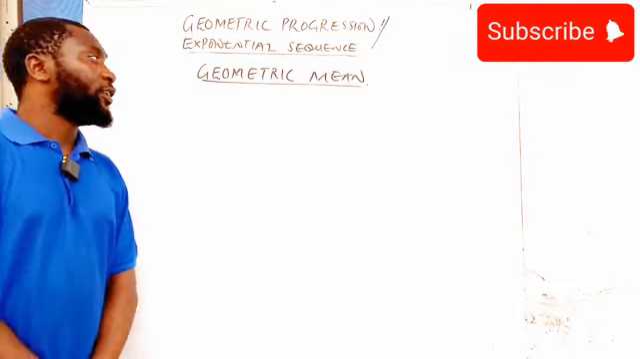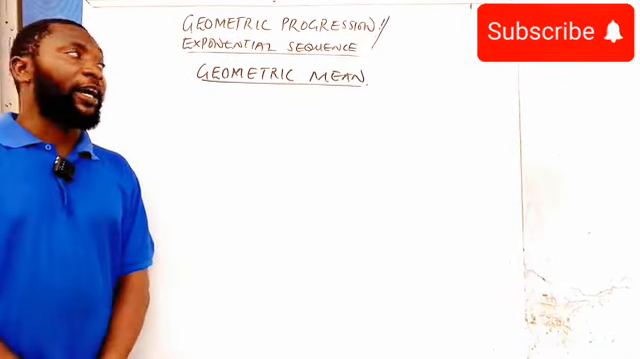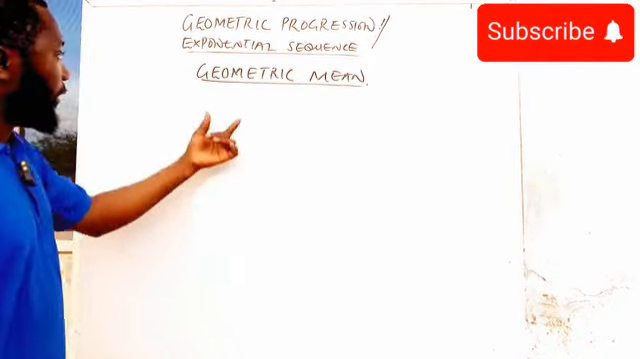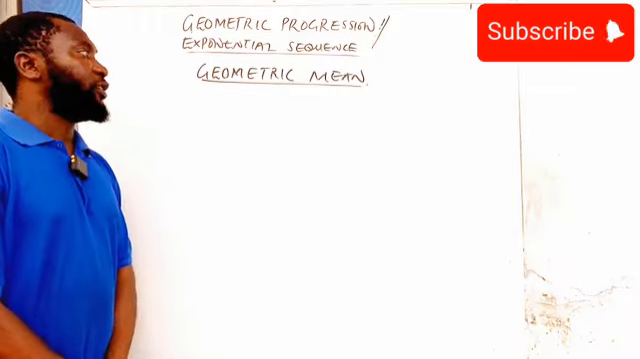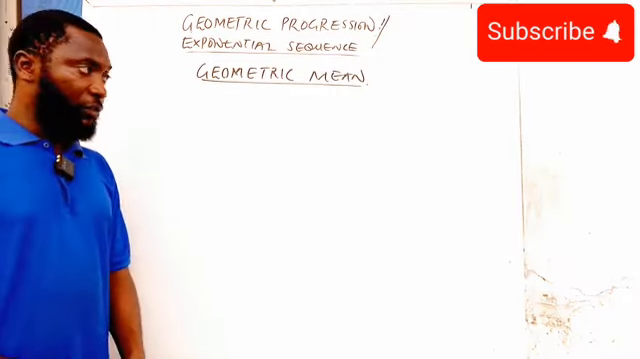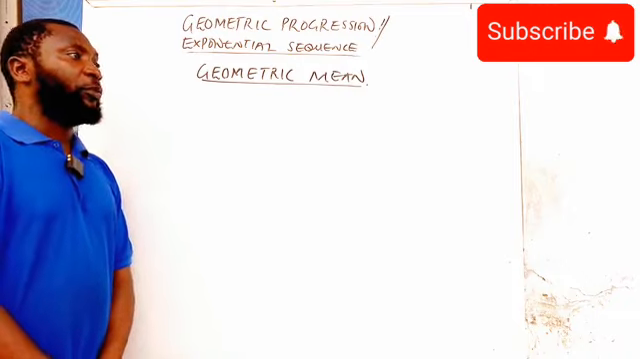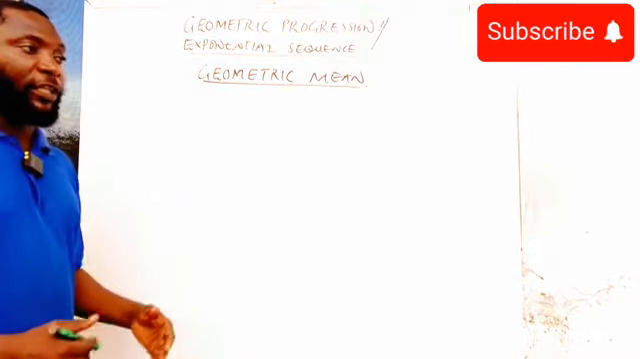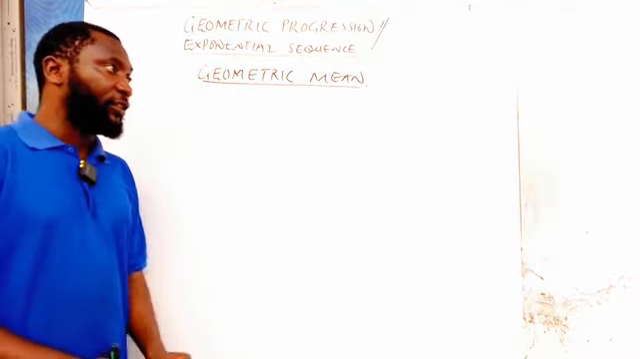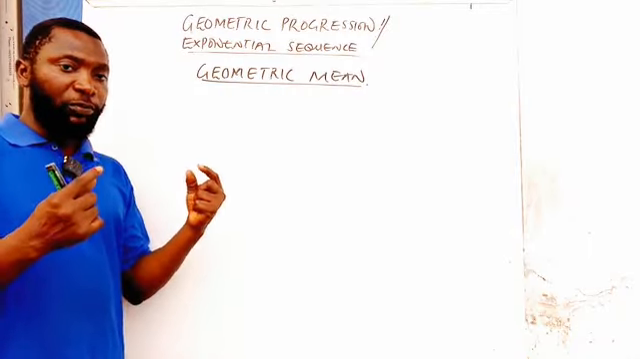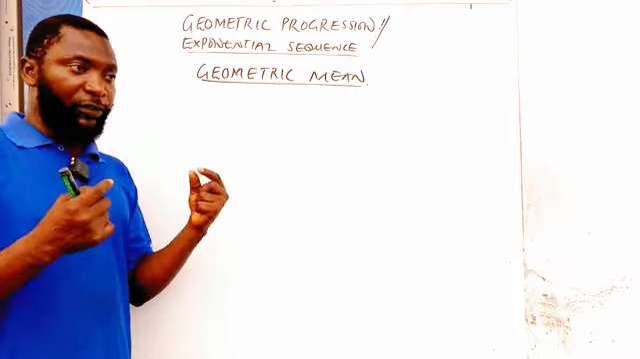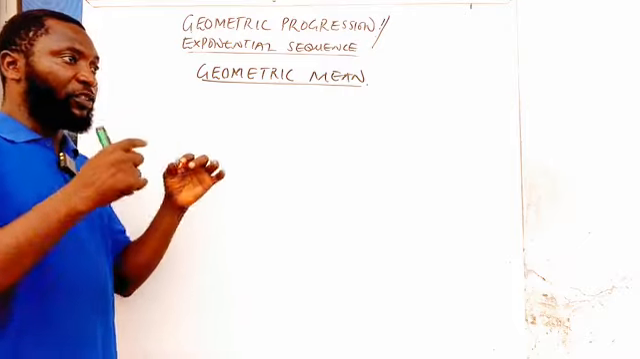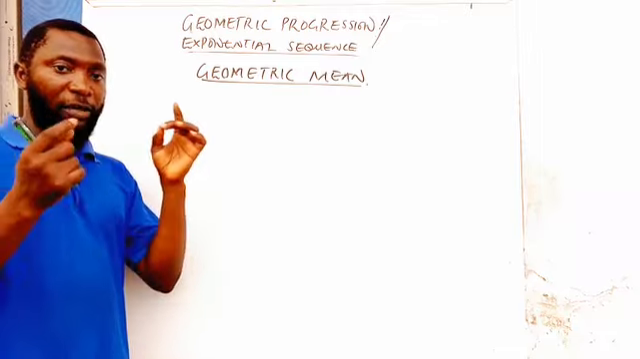Welcome viewers. Here's another aspect under geometric progression, and that is the geometric mean. So what do we mean by geometric mean? Geometric mean is just the term, just like we have an arithmetic mean, the term in between, but this time it is the positive square root of the product of the two terms.